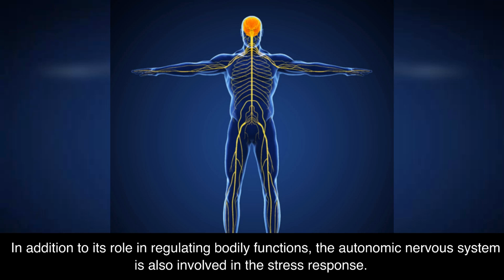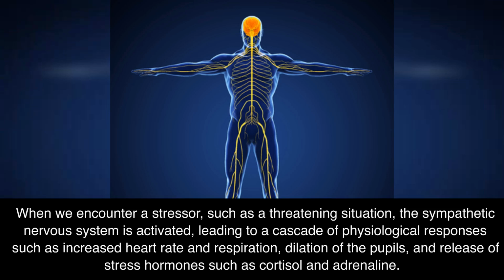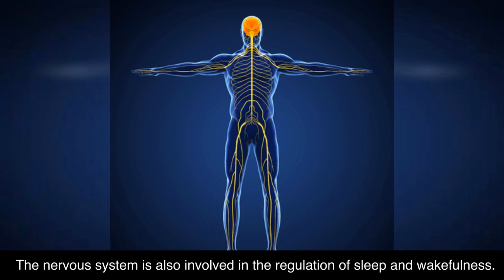In addition to its role in regulating bodily functions, the autonomic nervous system is also involved in the stress response. When we encounter a stressor, such as a threatening situation, the sympathetic nervous system is activated, leading to a cascade of physiological responses such as increased heart rate and respiration, dilation of the pupils, and release of stress hormones such as cortisol and adrenaline. The nervous system is also involved in the regulation of sleep and wakefulness.